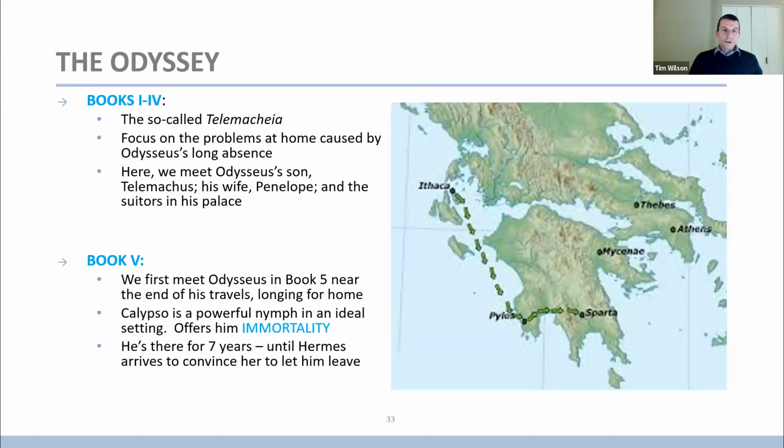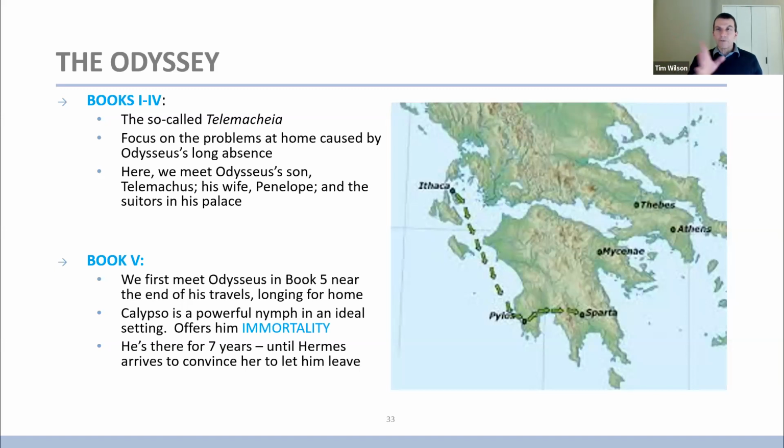In book five, we first see Odysseus. It's the first time we see him in that epic. It's near the end of his travels, and he's on the isle of Calypso, a powerful magical nymph who's kept him captive there. Calypso offers him immortality. He refuses.